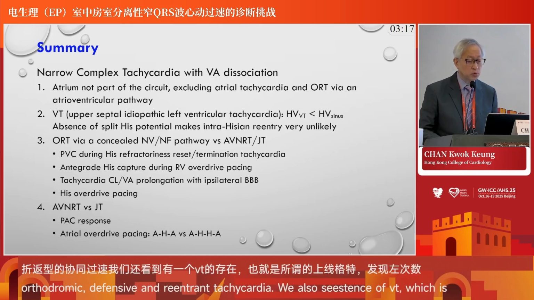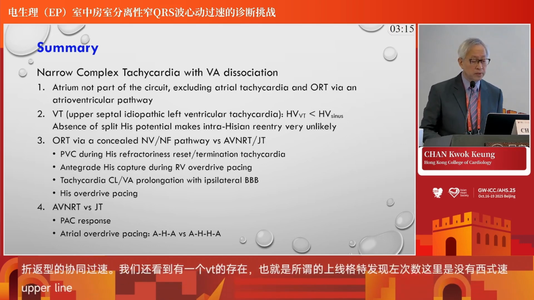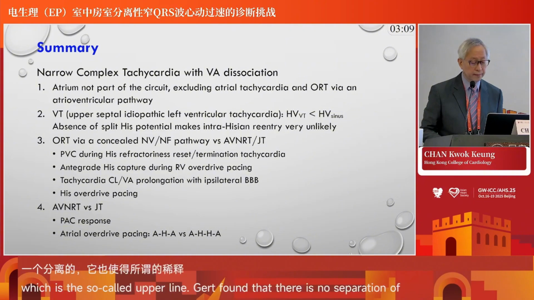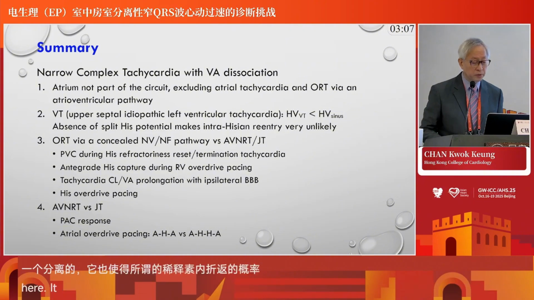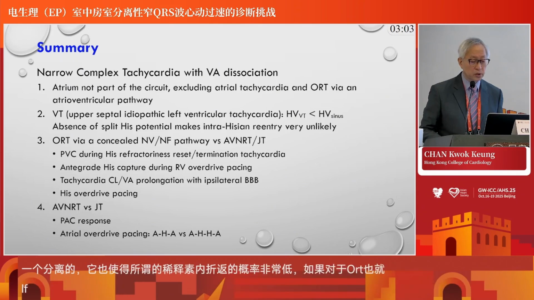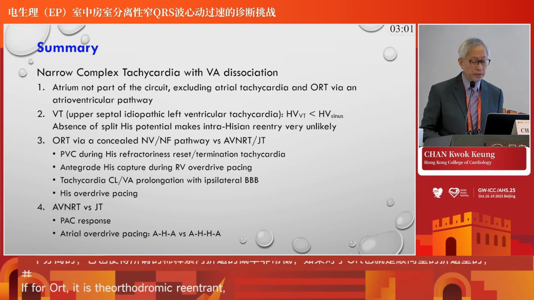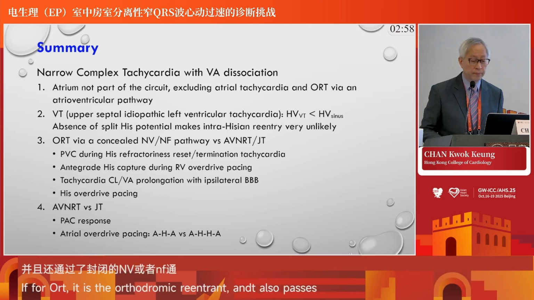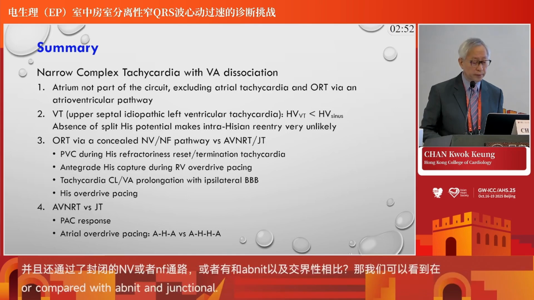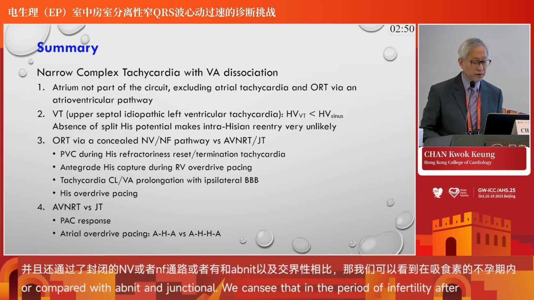Then in step 2, we can differentiate ORT via a concealed nodoventricular or nodofascicular pathway from AVNRT or junctional tachycardia. There are a number of phenomena that we can observe: a PVC during His refractoriness can reset or terminate the tachycardia; adequate His capture during RV overdrive pacing; and tachycardia cycle length change with VA prolongation with ipsilateral bundle branch block or His overdrive pacing.